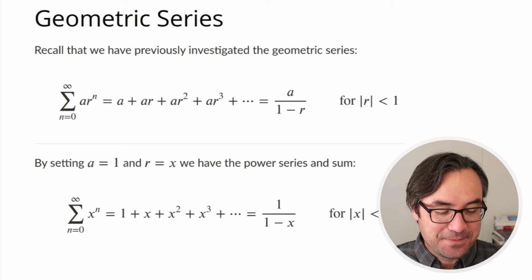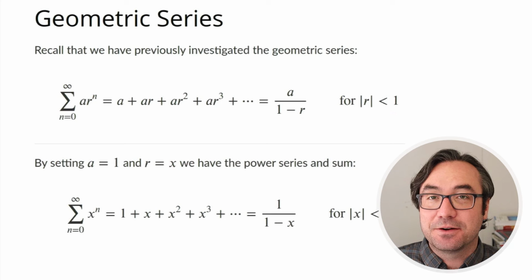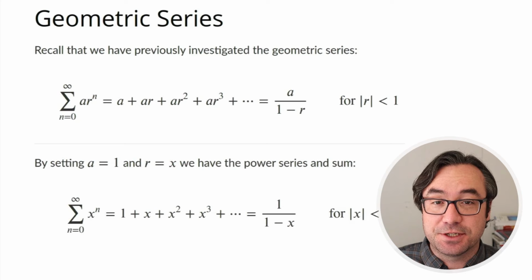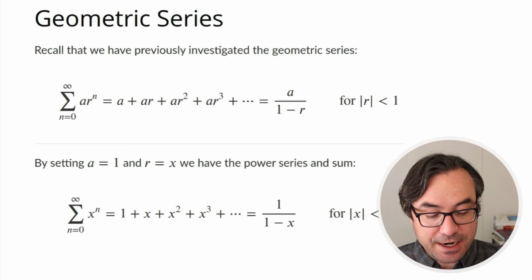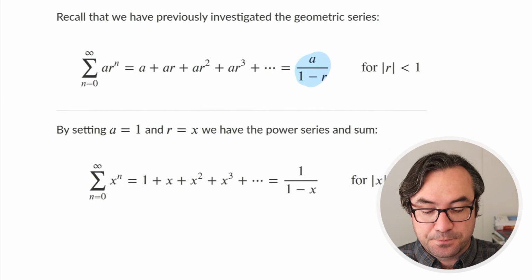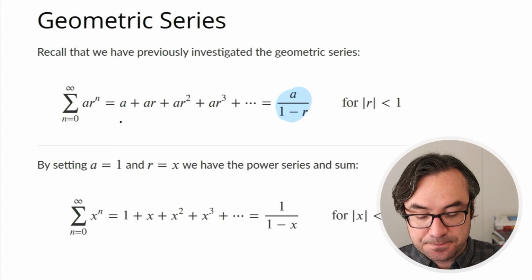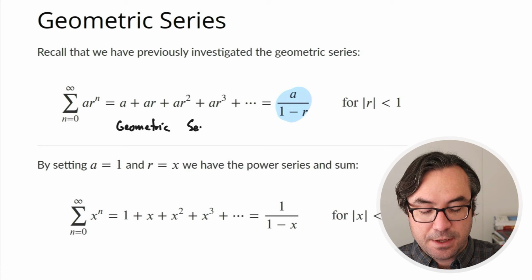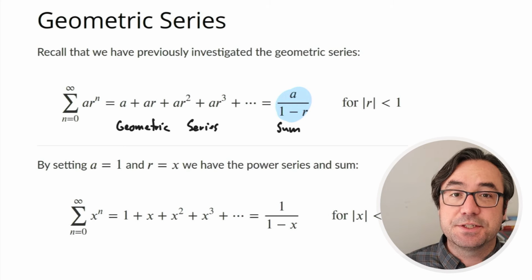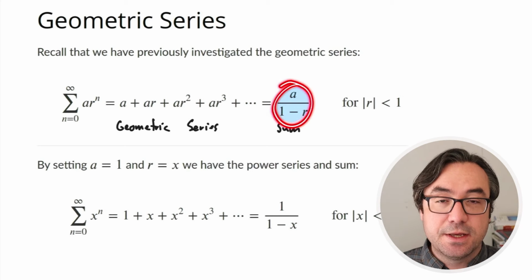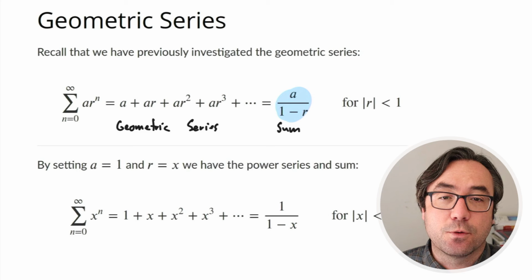So we know that the absolute value of r being less than 1 makes this geometric series convergent. And in this case, we can actually figure out the sum. So we've got our geometric series in terms of a and r, and we have a nice little formula for the sum of that series precisely when the absolute value of r is less than 1. So we know that the sum has this formula a over 1 minus r.